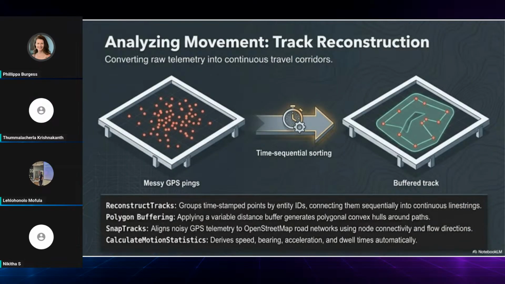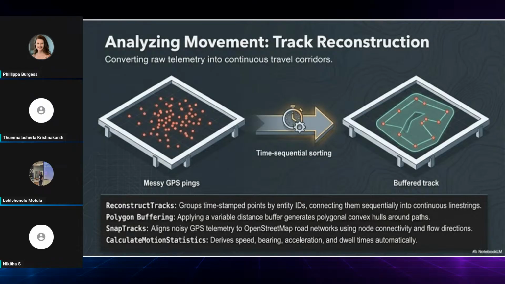And then analyzing movement. So you can do track reconstruction, converting raw telemetry into continuous travel corridors. You can have messy GPS pings of a cell phone, and now you can see where did they go? What did that actually look like when you put it on a map in a particular order? What was the order of those?